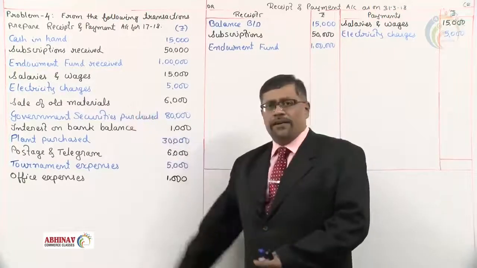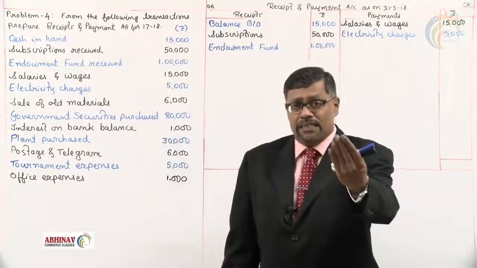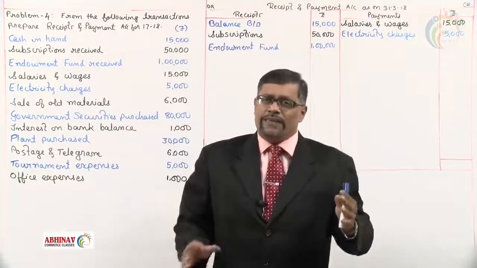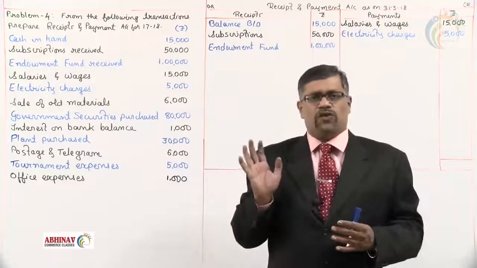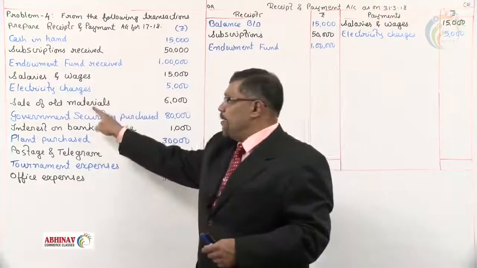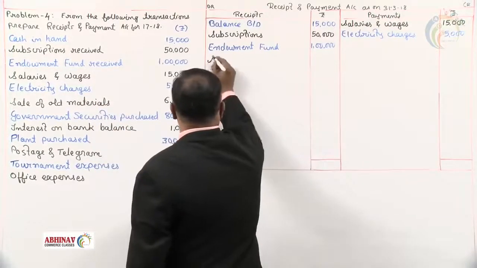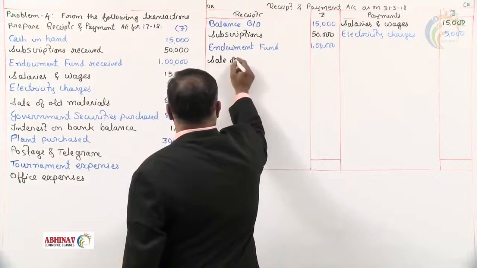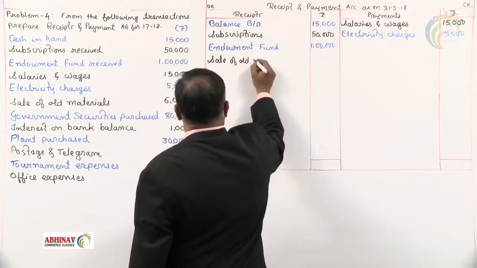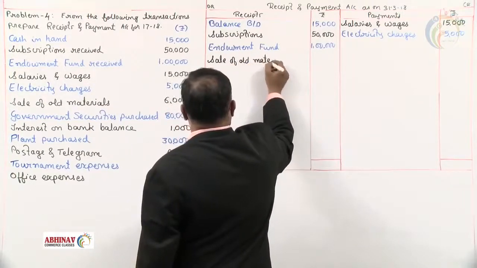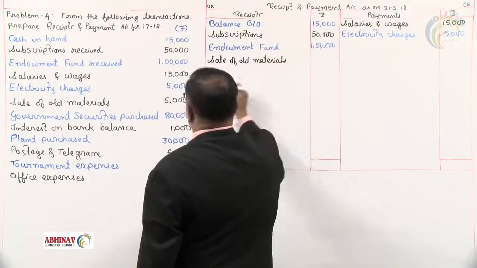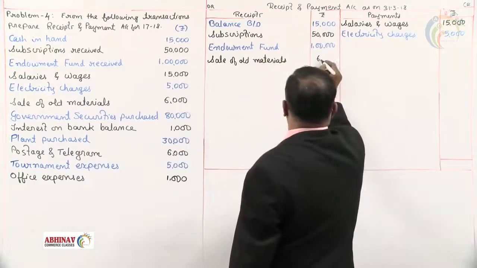Sale of old materials. When we sell anything, cash flows in. Cash comes in, it's a receipt. We'll show it as a receipt. Sale of old materials, rupees 6,000.